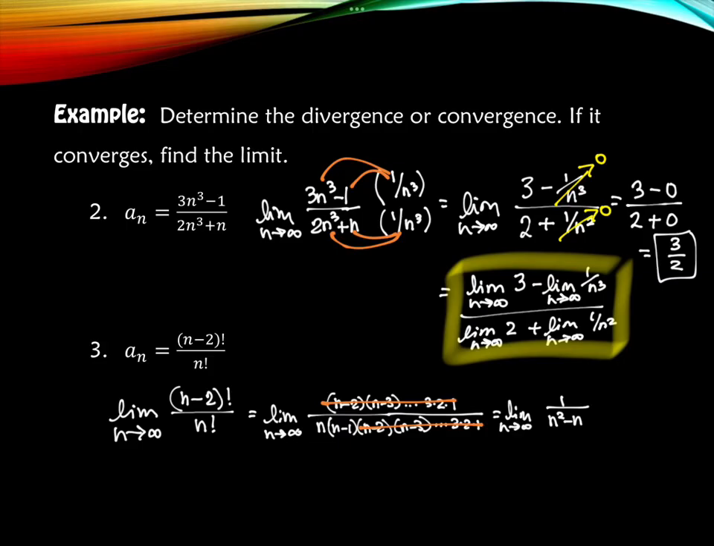What happens as n goes to infinity with this denominator? Yeah, the denominator is going to go to infinity, and then 1 over something that's getting infinitely large is going to be 0. This is 0.